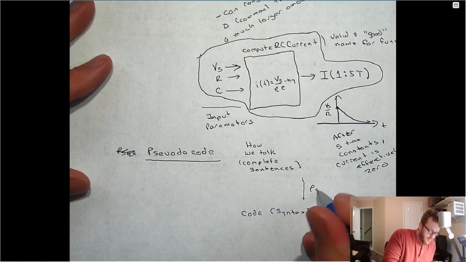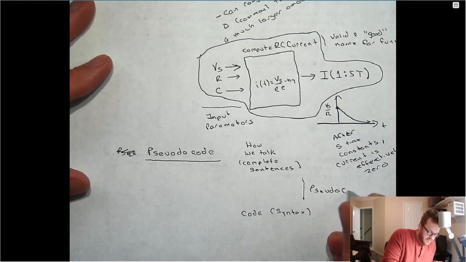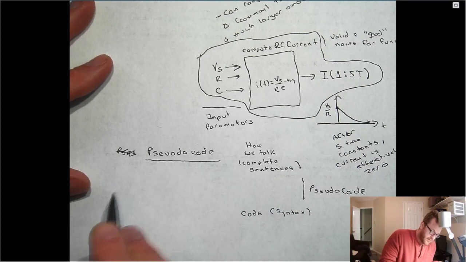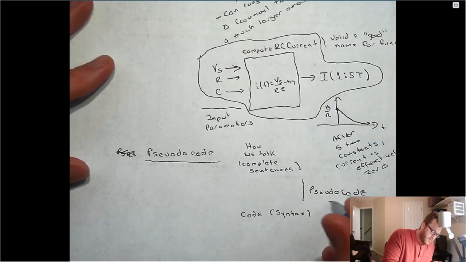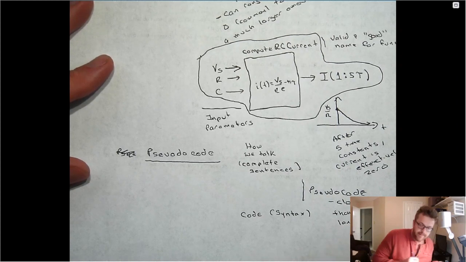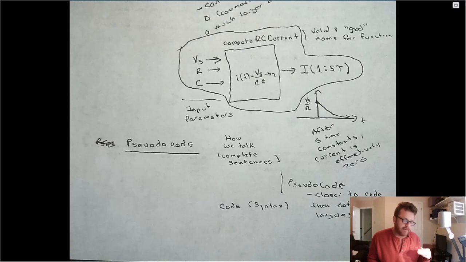Pseudocode, for some reason it was very easy to write there. Pseudocode is going to be somewhere in the middle, right? It's going to be closer to code than natural language, but really what it is doing is trying to break down the process that you're trying to code up in a step-by-step fashion.